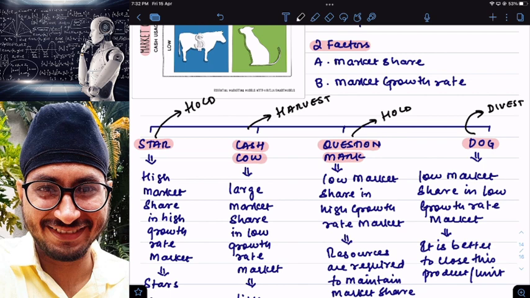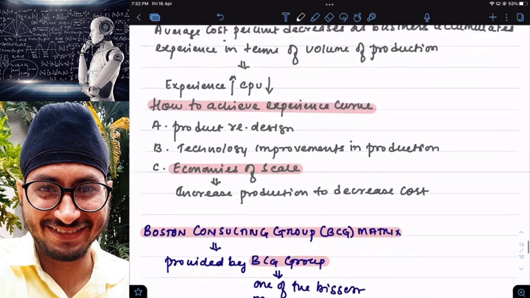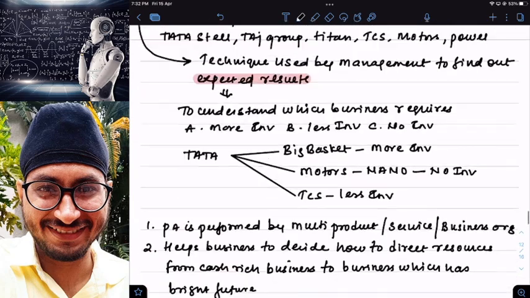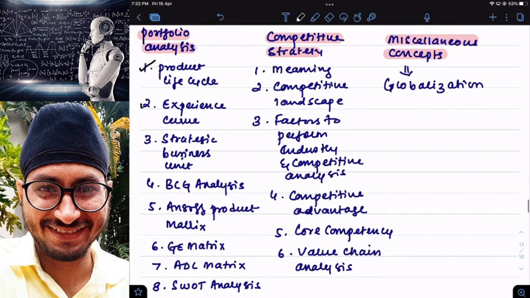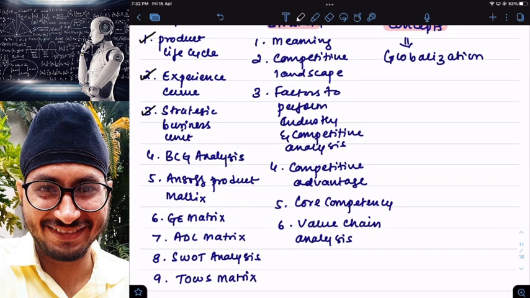With this we complete which concept, sir? BCG matrix. Very important concept from exam point of view. Clear? Now let us come back to this chart and see what all we have completed. Portfolio analysis, product life cycle, then experience curve, strategic business unit. Anyhow, I told you we are going to discuss in chapter number 7.